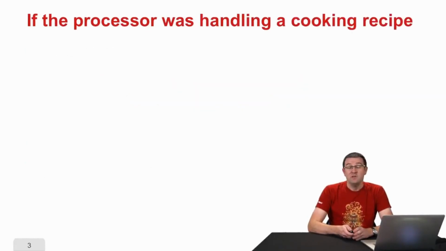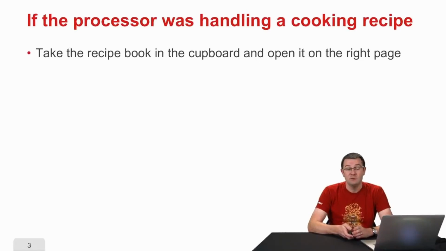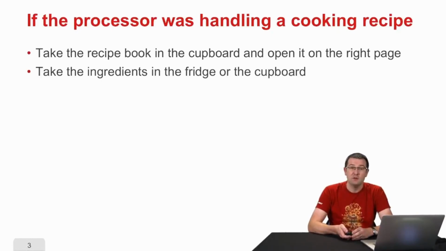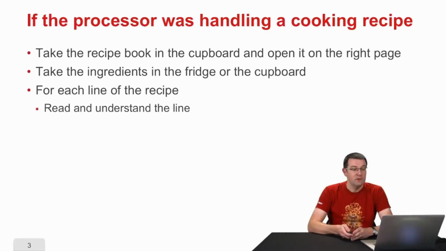So if the processor handled a cooking recipe, what would it do technically? First, it is going to fetch the recipe book from the cupboard, and it would open the book on the right page to find the program and the recipe it has to execute. Then, it would go to the fridge or the cupboard to find the ingredients and draw them closer to him, so in the memory. And then, it is going to take each line of the recipe and execute it.